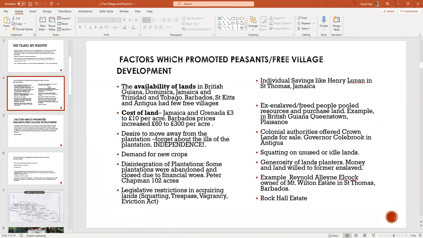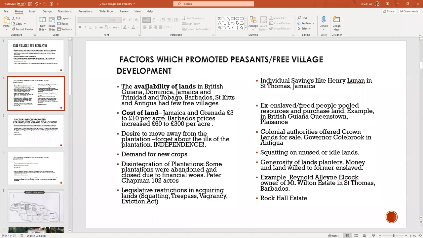All right, ladies, what factors led to the development of peasantry and free villages in the Caribbean, or the West Indies? So one is that some islands, like our territories, I should say here, because British Guiana is not an island. So British Guiana, Dominica, Jamaica, and Trinidad and Tobago, those territories had a lot of lands.